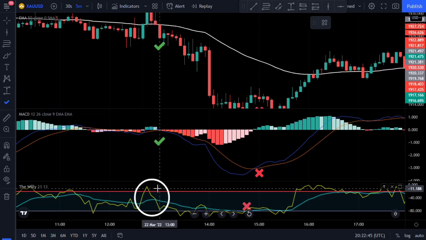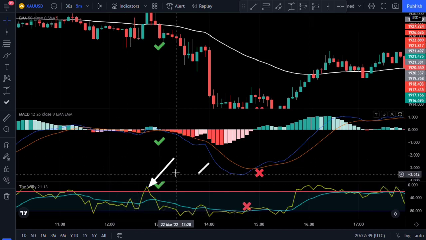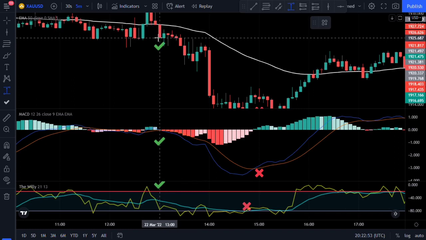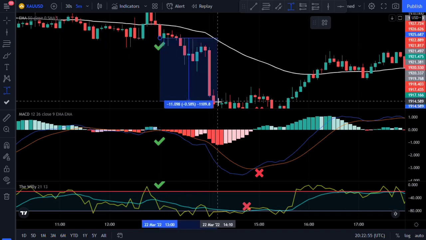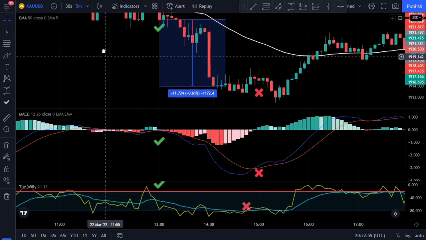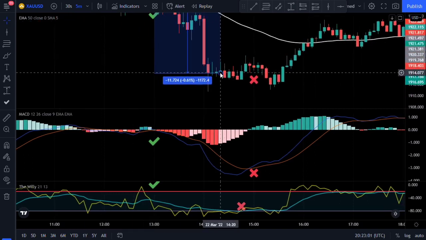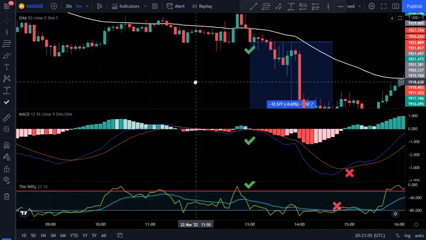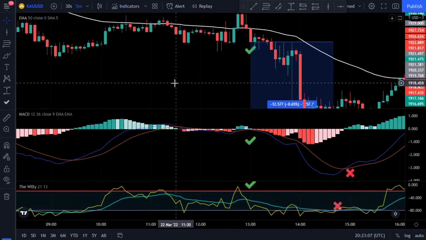Here, too, the Williams indicator emits a sell signal, as the yellow line crosses both the horizontal red line and the blue line downwards. When all three indicators issue a sell signal, it is very valid. And we enter the sell position with complete confidence. This is a very profitable strategy. Before using this strategy, be sure to test in different charts.